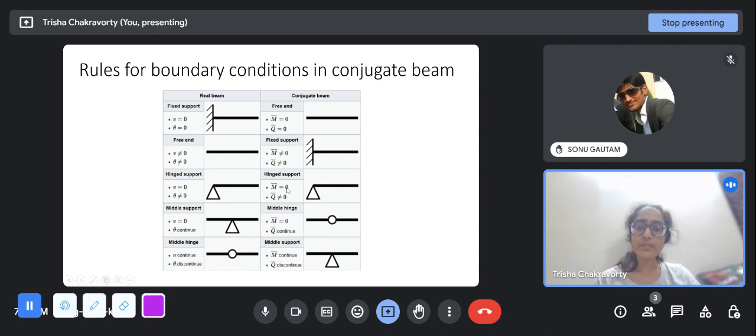continuity conditions. So if there is a knife edge here in the real beam, it will become an internal hinge in the conjugate beam. And by the principle of duality, if there is an internal hinge in this, there will be a knife edge here. And here again, the whole point of an internal hinge is that moment becomes zero there. But there is a shear force transfer between the two sides, from the left to the right, and it has to be continuous. The shear force just to the left and just to the right of the internal hinge has to be the same.